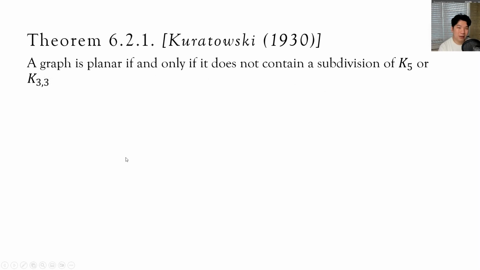So, theorem 6.2.1, and forgive me if I mispronounce this, if you know the correct pronunciation, Kuratowski. This is from 1930. A graph is planar if and only if it does not contain a subdivision of K5 or K3,3. Remember that K5 and K3,3 were those two graphs that are not planar. If I see either of those two graphs, I know that I'm not dealing with a planar graph. In fact, if I have a subdivision, a subgraph, or what we'll hear about in a second, a minor, that is K5 or K3,3, then we know we are not planar. So that's our first theorem here.